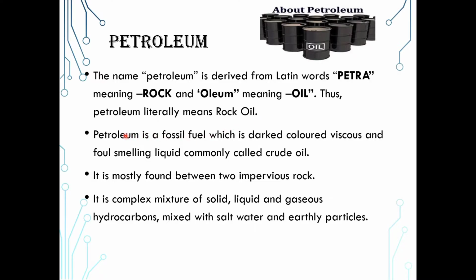So you see, petroleum is another type of fossil fuel, which is a dark colored, viscous and foul smelling liquid, commonly called crude oil. Okay, very dark, though dark doesn't actually mean black. It is mostly found between two impervious rocks. We will discuss these impervious rocks in the next part.